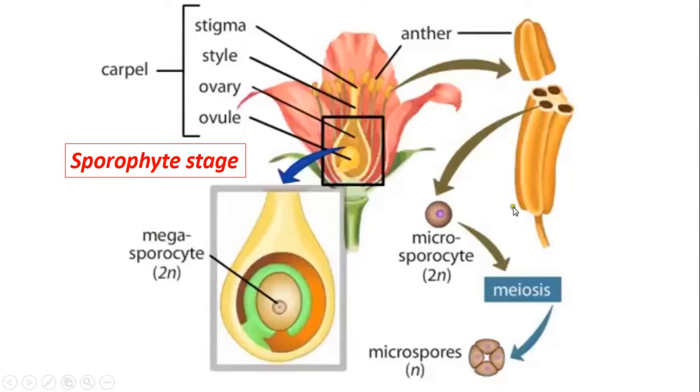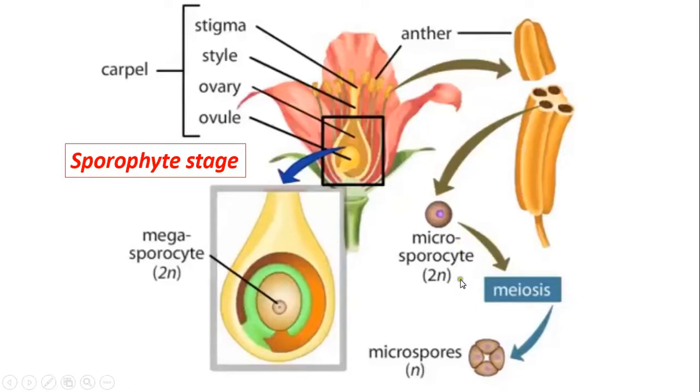Now the microsporophyll or stamen, the male reproductive organ. It consists of anther, filament and connective. The anther has 2 lobes. Each lobe contains 2 chambers called microsporangia or pollen sacs. Each sac contains millions of diploid microsporocytes which divide by meiosis and produce 4 haploid microspores. In this way, numerous microspores are formed in each sac.